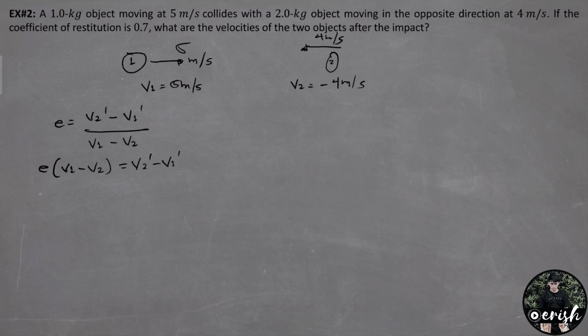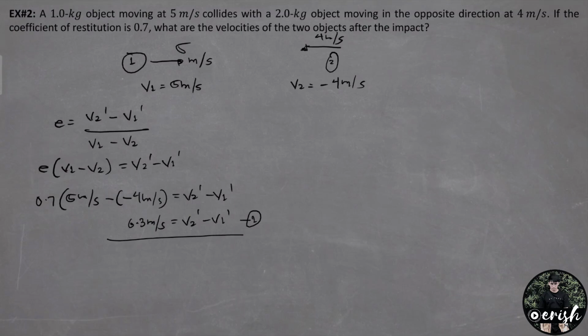Substituting the values, ang value ng E is 0.7 times ang V1 is 5 meters per second minus negative 4 meters per second equals V2 prime minus V1 prime. By calculating 0.7 times 5 minus negative 4 is equal to 6.3 meters per second, V2 prime minus V1 prime. So this is the equation 1.